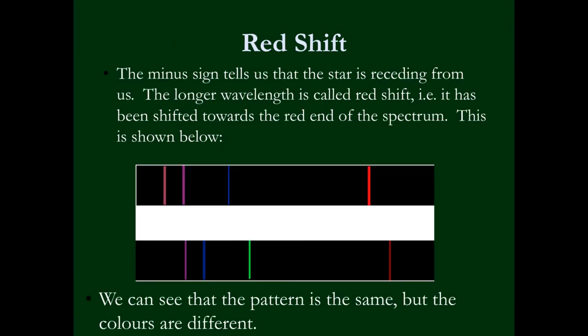Now, when we're talking about light, this is known as something called redshift, because the minus sign tells us the star is receding away from us, and the longer wavelength is called redshift because it's normally been shifted towards the red end of the spectrum.